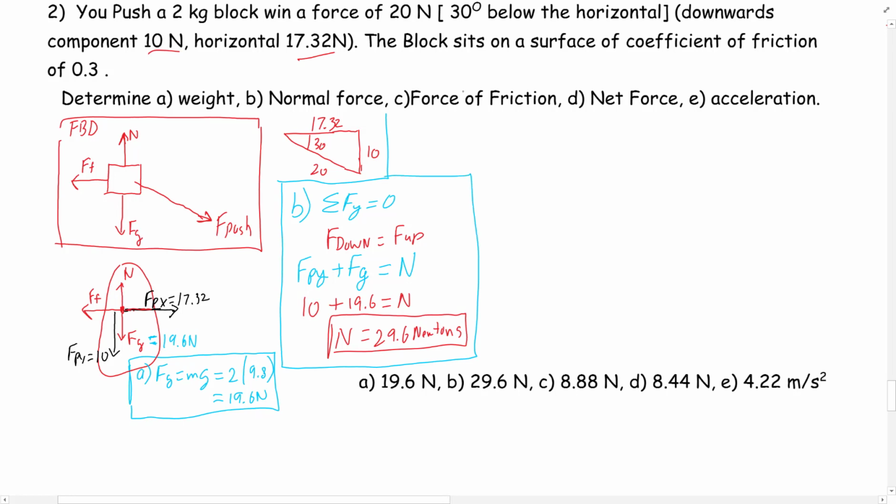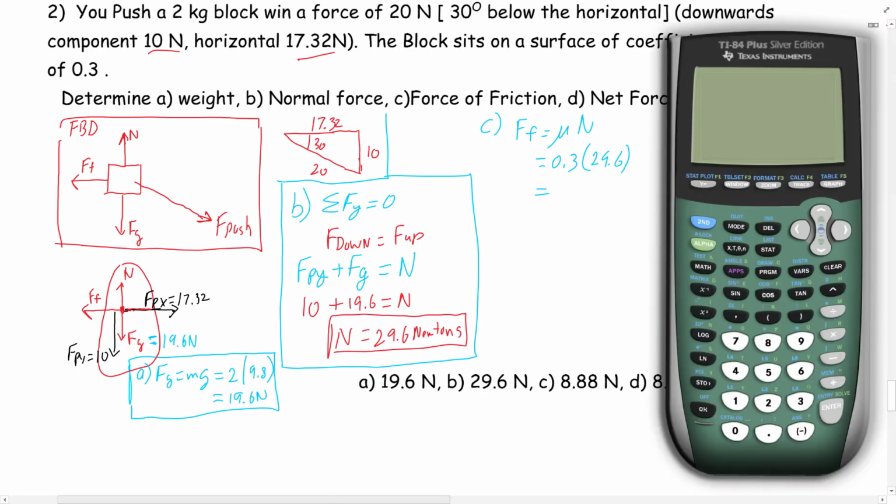Now C, the force of friction. Force of friction is equal to mu N, which is 0.3 times the normal force of 29.6. Last time it was 5.88. Now it's going to be a little bit more. 0.3 times 29.6, and this will be 8.88.